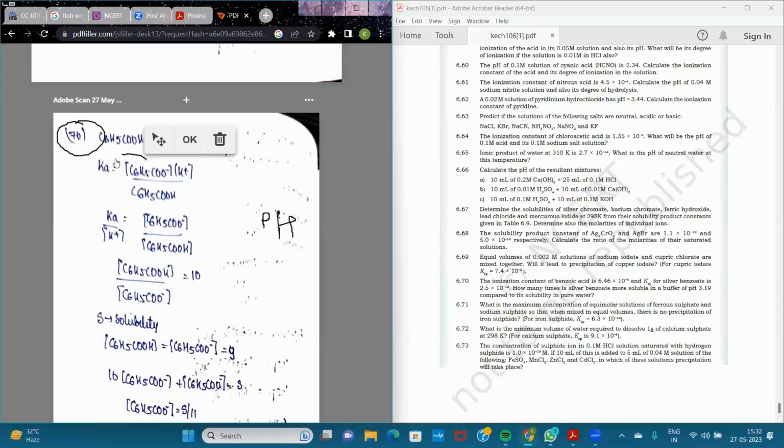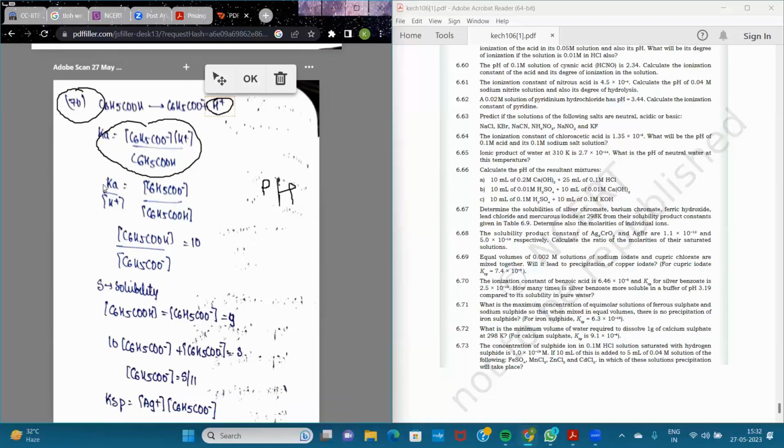Here, we'll write the relation for Ka. Here silver benzoate, we'll consider the salt silver benzoate hydrolysis also, because the buffer has a concentration of H plus. From the Ka relation, we can easily find the ratio of concentration of benzoate and benzoic acid. We'll find the ratio initially.